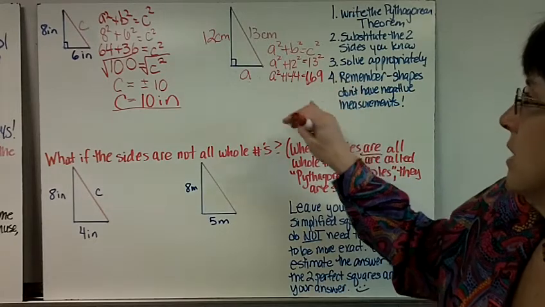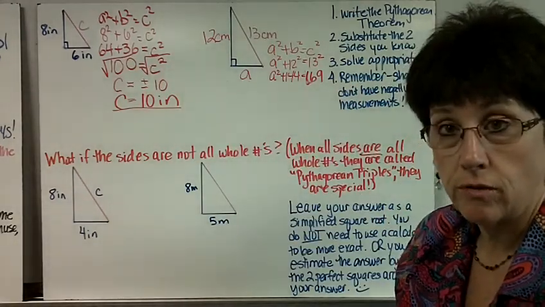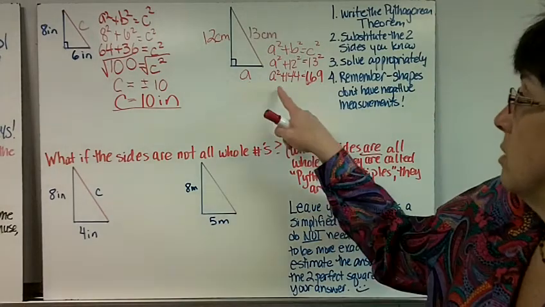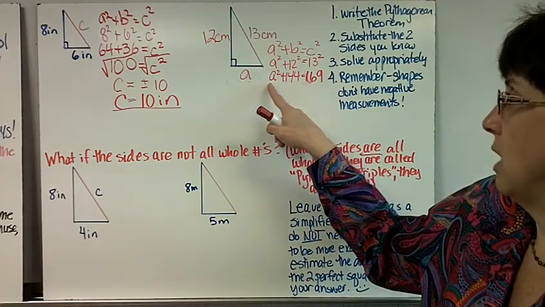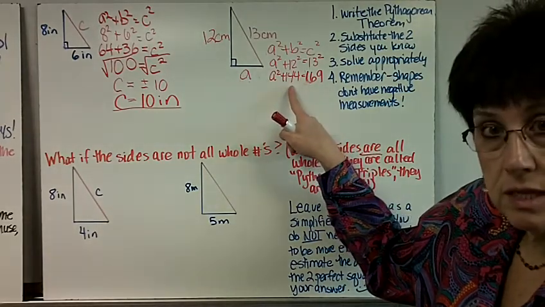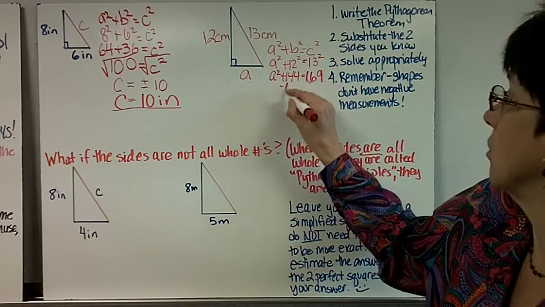169. Now notice in this problem, when we had A and B, we could just add the two together to find what C squared is. But in this problem, when we have A and B on this side, in order to isolate A, we have to do the inverse. So we have to subtract the 144.